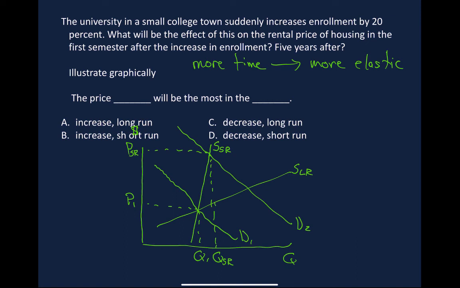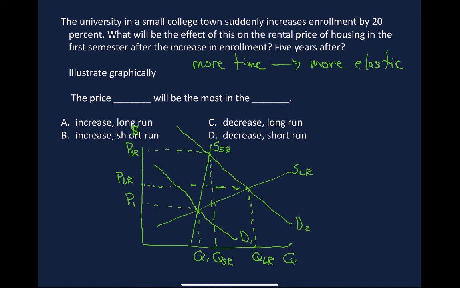But what's going to happen in the long run? In the long run, this higher price is going to attract builders to build more. And so in the long run, as they build more, that price will come down to a more reasonable point. So this is going to be the price in the long run. And here's the quantity in the long run. So we build more housing in the college town, we're going to see a relatively large quantity response.